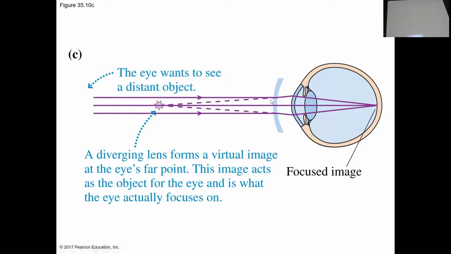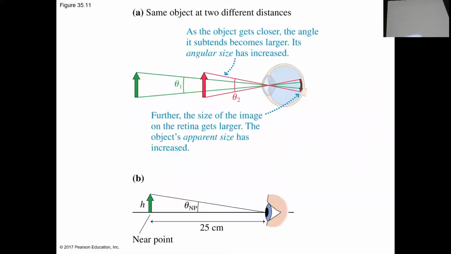Okay. And for that, we'll use a diverging lens. Remember, diverging lenses always make virtual images. So once again, the final image that we're talking about is still virtual, and that means that the image distance will still be a negative number.